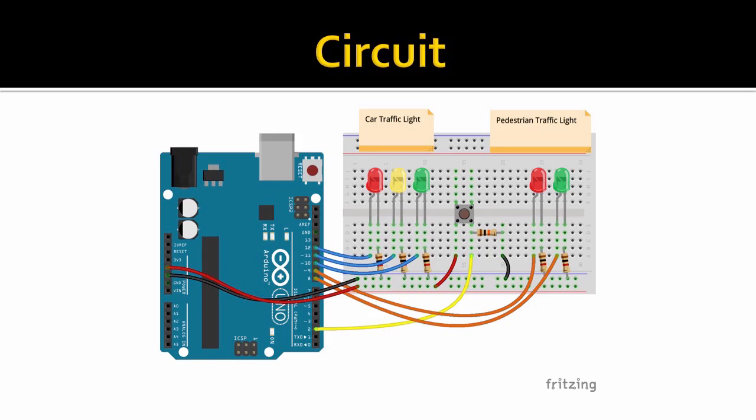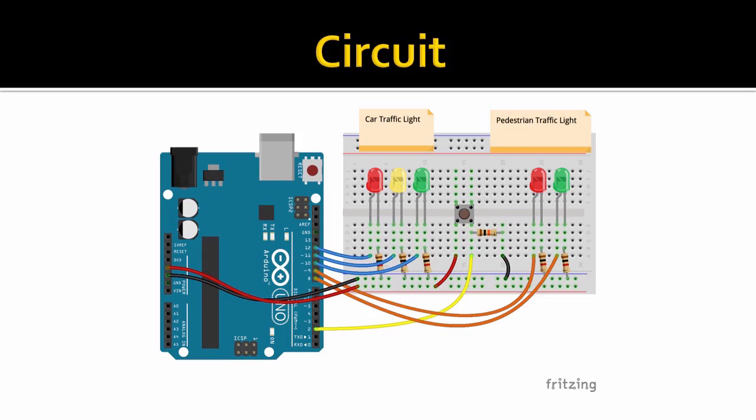The first set of LEDs represents the traffic light. The second set represents the pedestrian light. The button represents the crossing signal button. We won't use the button in this lecture, but let's connect it anyway so that it's there for the final project.